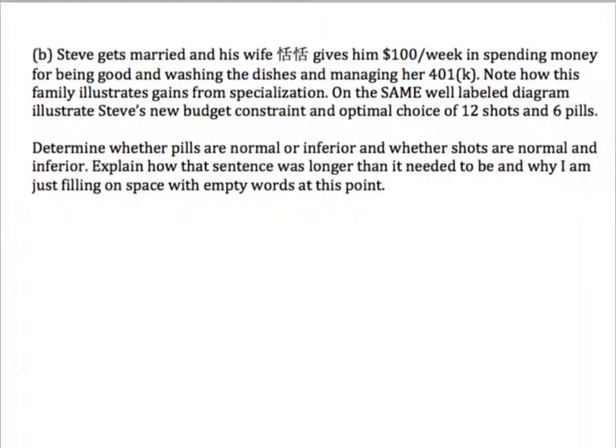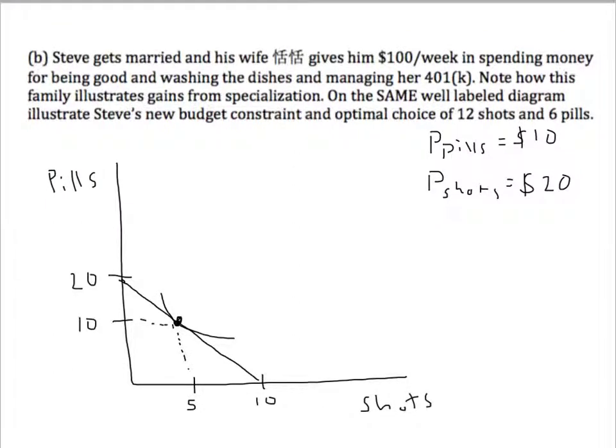Part B is even longer than Part A, so that's really not going to work for me. I'm going to cross this out and break it up into 2 parts at least. So in the first part it says Steve gets married and his wife Tian Tian gives him a $100 a week spending allowance for being good and washing dishes and managing her 401k. This is pretty realistic. Note how the family illustrates gains from specialization. That's just unimportant random information to throw you off track.